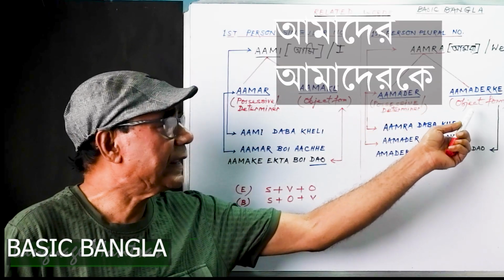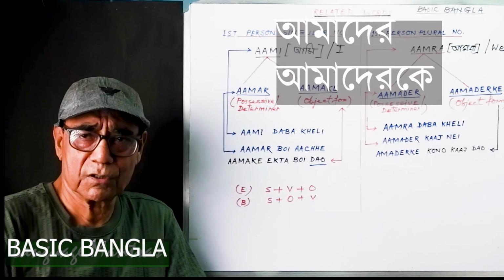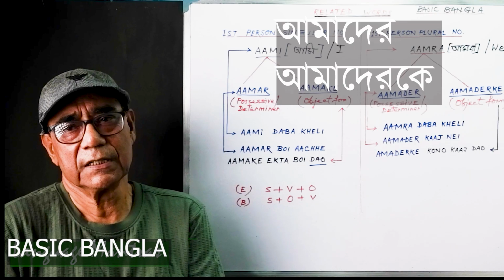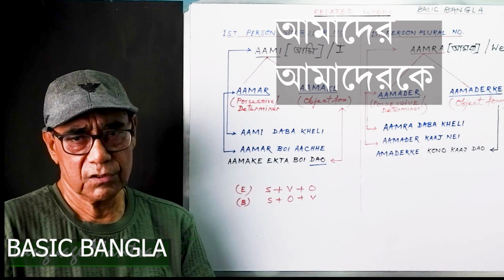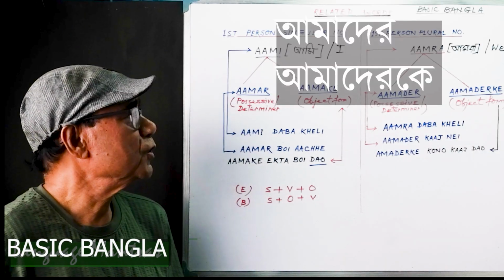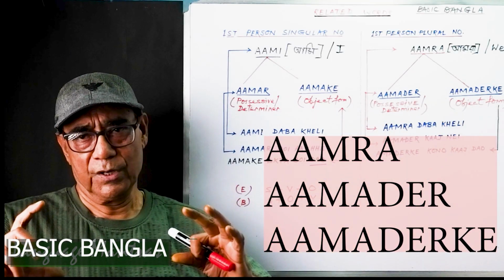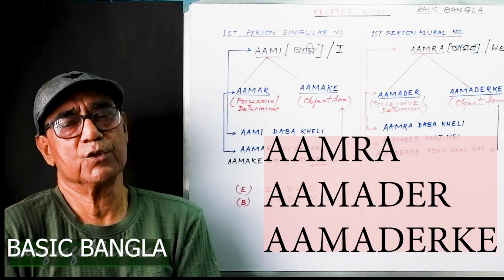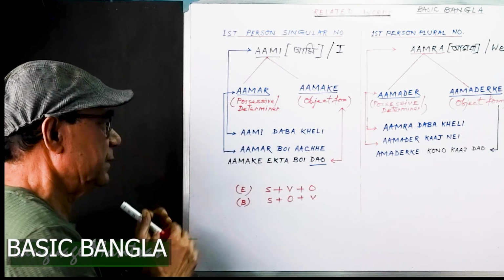Come to Aamaderke, that means us. Give us something. Aamaderke kichu dao. Give us a book. Amader ekta boi dao. Give us some books. Amader kichu boi dao means give us some books. So again, Aamra, Aamader, Aamaderke, these three words again come very close together whenever you try to speak something in the Bengali language. Now see more examples.